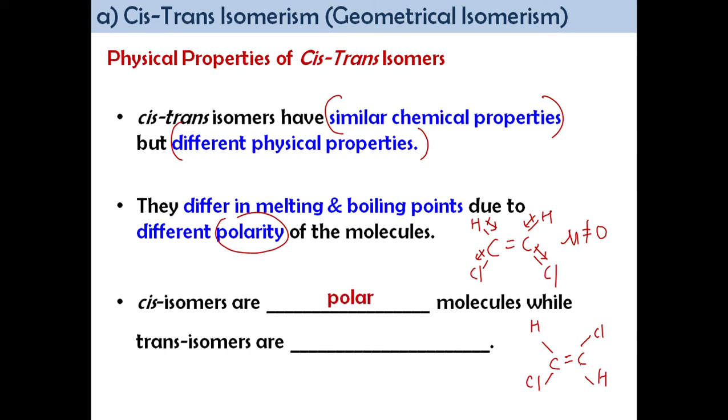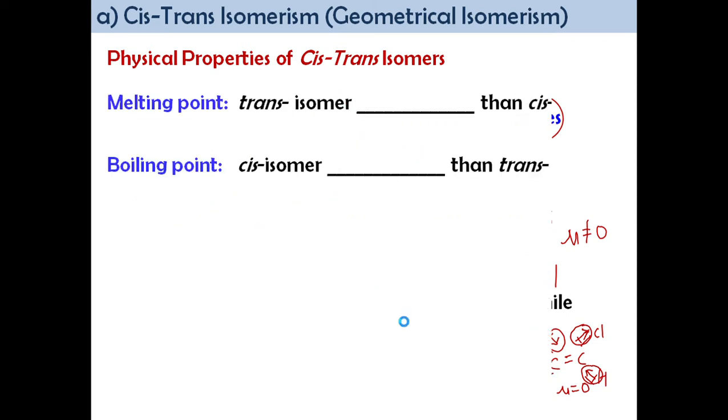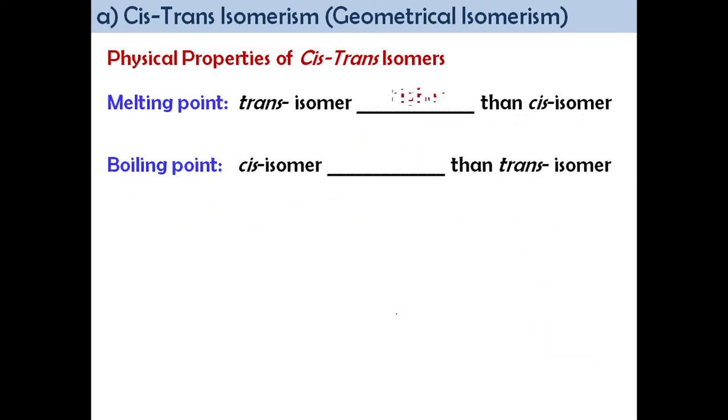Okay, what about trans? Okay, masuk. Okay, ini keluar. Okay, hydrogen masuk, chlorine keluar. So, these two can cancel with each other and these two can cancel with each other. So, dipole moment is equals to 0. Trans adalah non-polar. Okay? Jadi, disebabkan ini dia mempengaruhi melting dan boiling point. So, kita tengok sekarang. Melting point for trans is higher. Boiling point cis is higher.